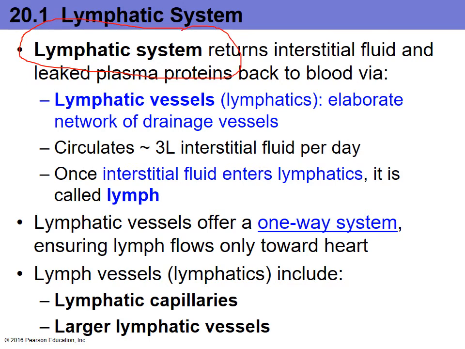And the lymphatic system is going to be able to drain this interstitial fluid that's left behind by the veins, and it's going to enter into the lymphatic system, which is a collection of different capillaries, vessels, ducts, and trunks. We're going to take a look at all these different parts in a little bit.